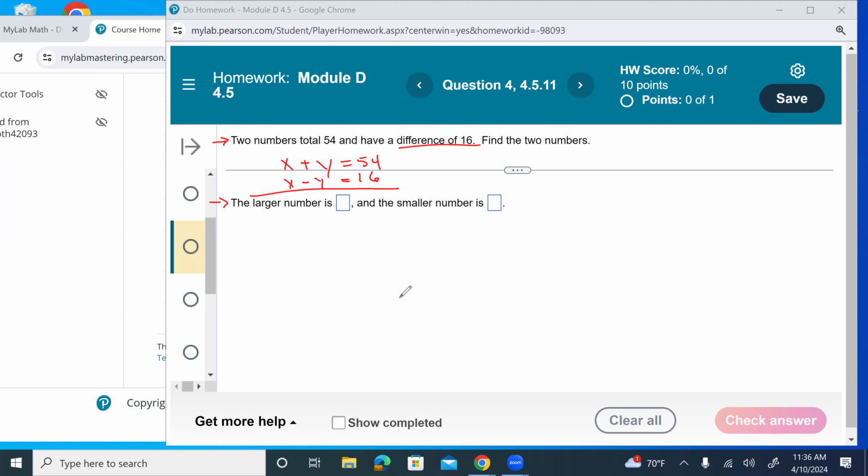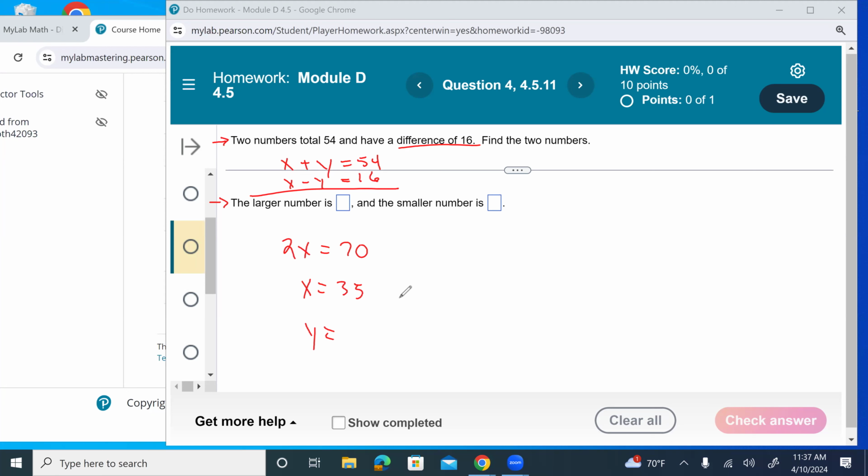And now it looks like, again, they're set up to eliminate the y's, aren't they? So if I just add this up, I get 2x equals 70. So x equals 35, is that what you're saying? Yeah, okay. You get x is 35 because you divide 2 into 70, okay, yeah, I got you.